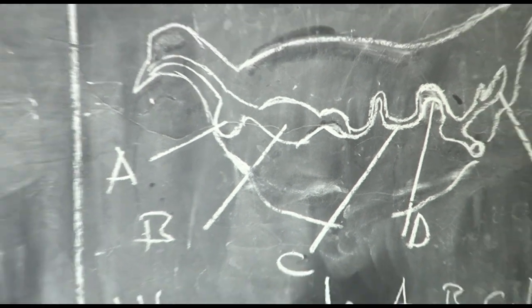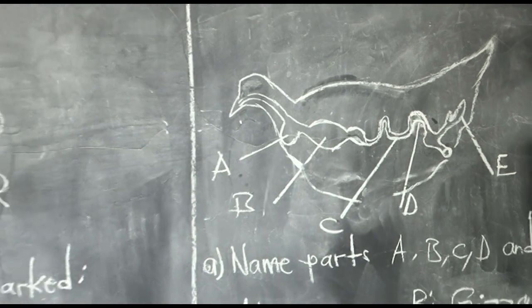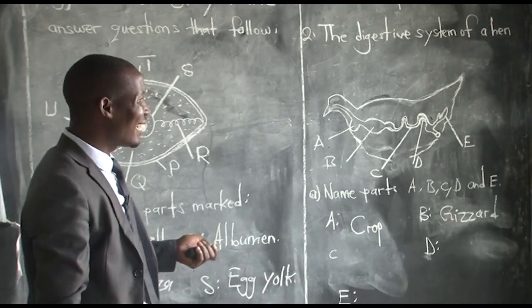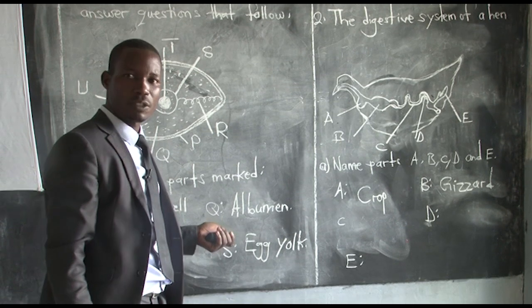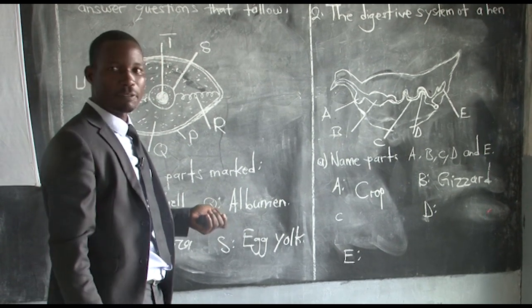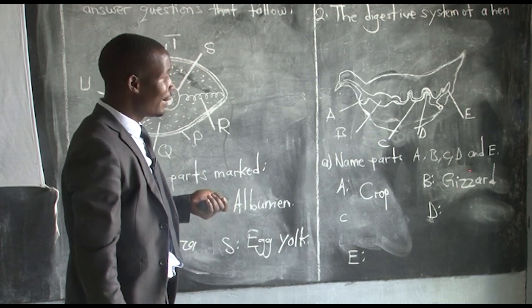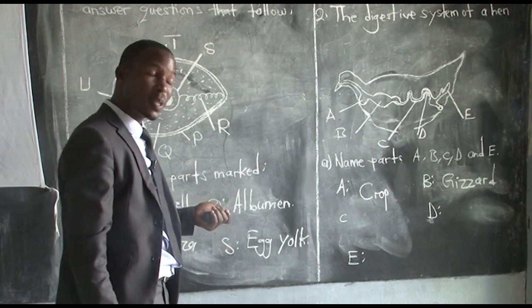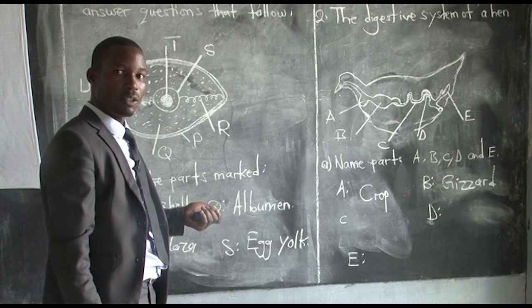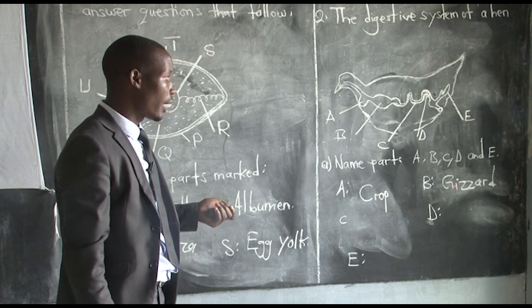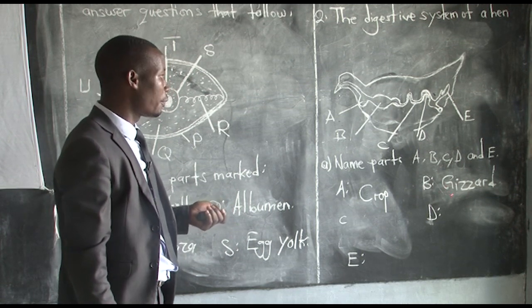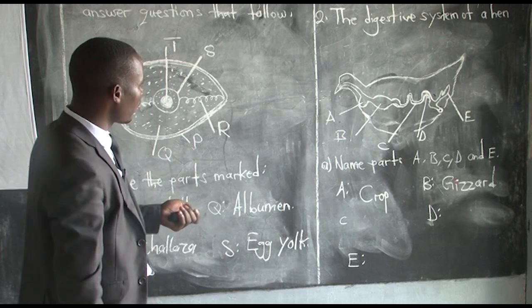And then look at this. You can be asked about adaptations of the gizzard, like, how is the gizzard adapted to its function? Meaning, how is it able to perform its function of digestion? We can simply say, the gizzard contains small stones called grit, which enable it to grind or break down food. So this is very important.